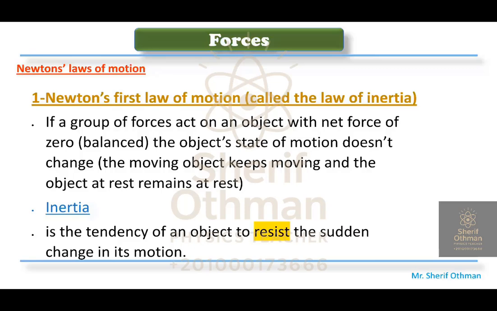What is inertia, guys? Inertia is the force that resists the sudden change in an object's motion, like when you're in the bus, and the bus stops suddenly. So your body moves forward. Why does your body move forward? Because the body has inertia. The body moves in the same direction of the original motion and resists the sudden change of the bus. So inertia is the tendency of an object to resist a sudden change in its motion.